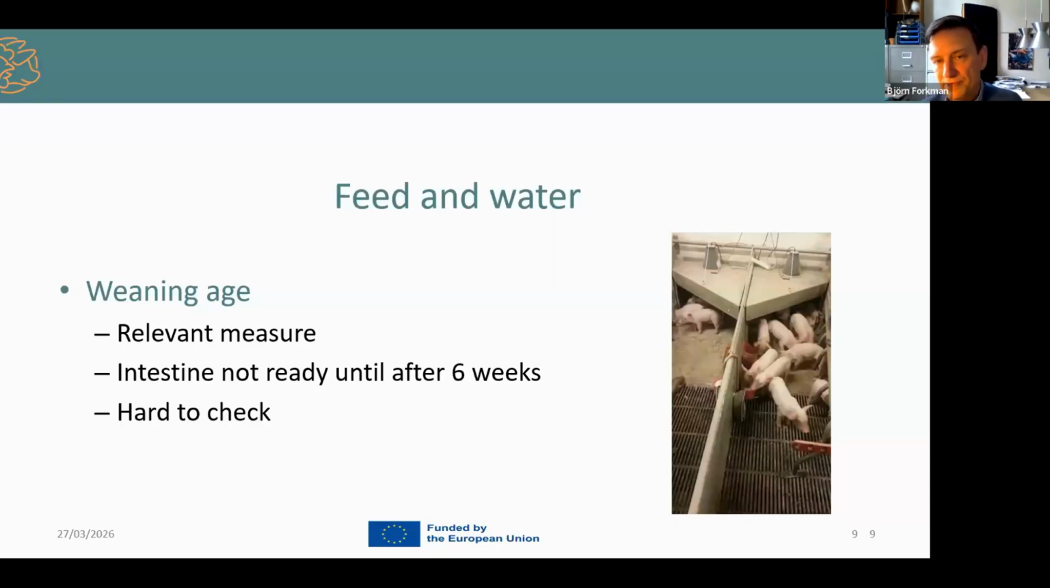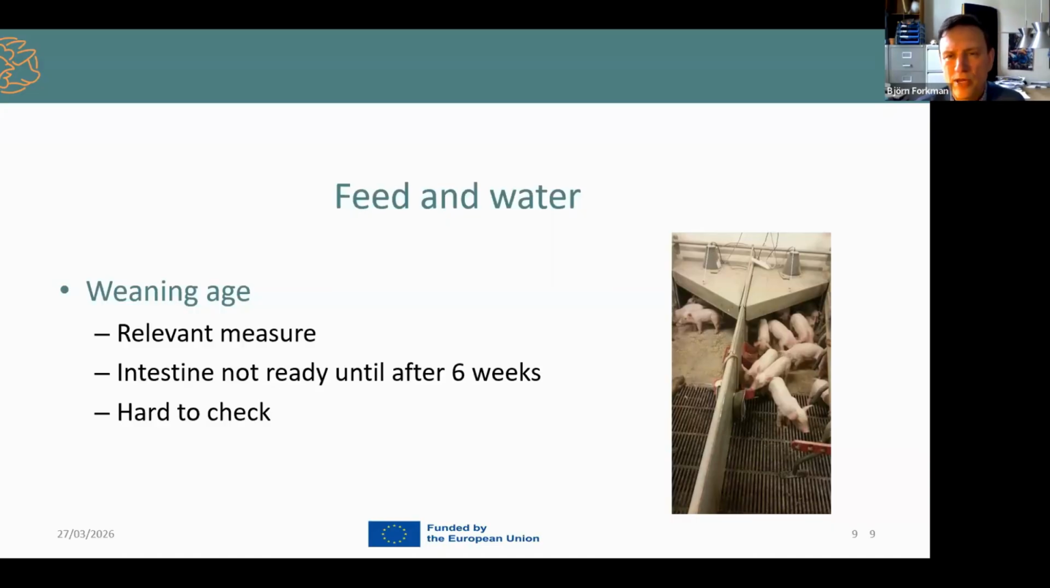Another issue with hunger, or problem associated with hunger, is weaning age. So weaning age is a very relevant measure. Because the problem is, of course, that the intestine is not ready for solid food until around 6 weeks, 7 weeks. But we are currently weaning in the EU at 28 or 21 days of age.